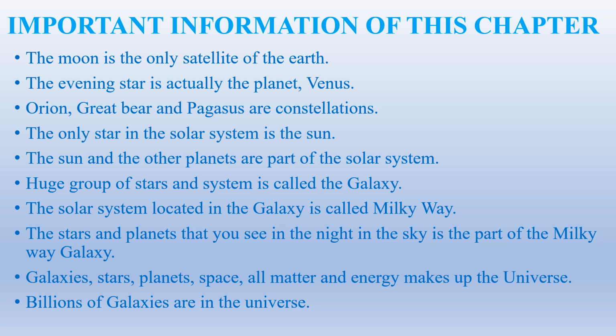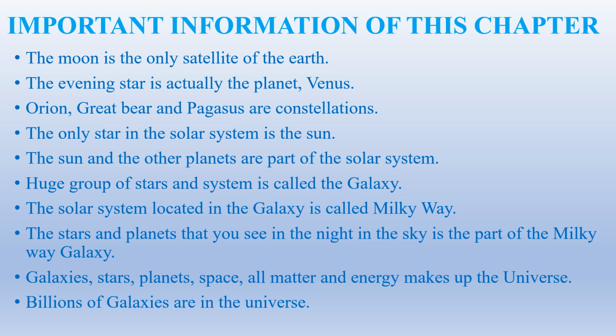More important information of this chapter. The moon is the only satellite of the Earth. The evening star is actually the planet Venus. Wow! So we have been looking at Venus the whole time. Now that is something I actually didn't know myself. Orion, Great Bear and Pegasus are constellations.